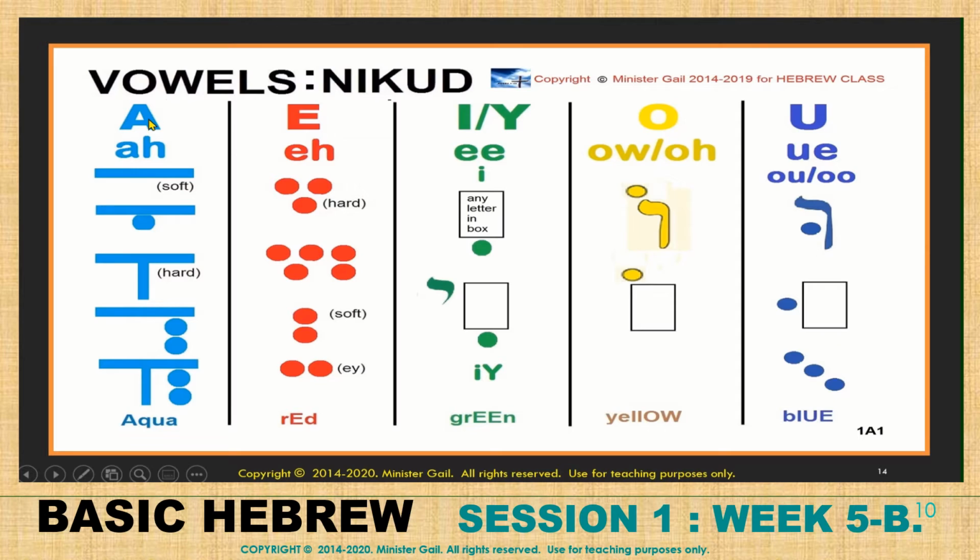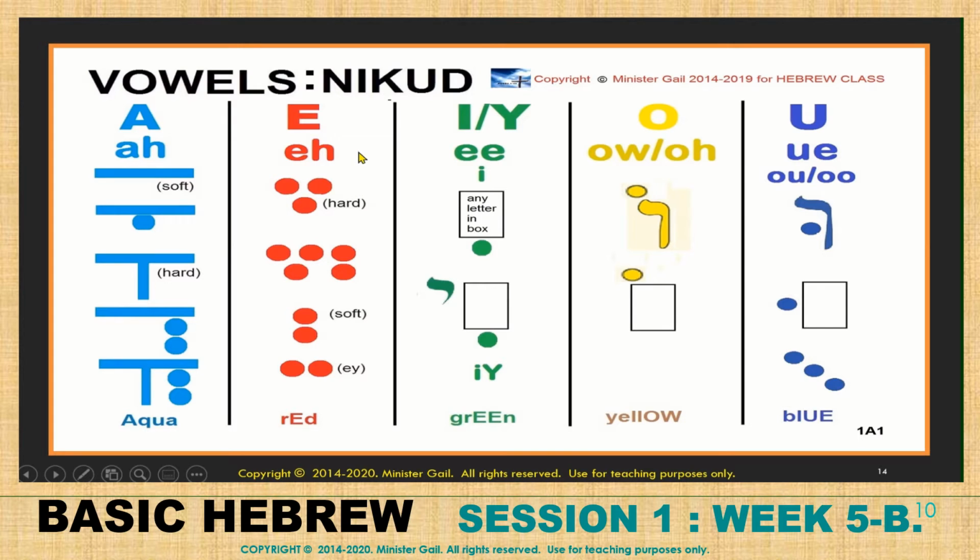Okay, so we have the ah. A is pronounced like ah, not a, but ah. So its soft sound is going to look like this shape. Hard sound is this shape. All these stand for the vowel A in a word. If you see any of these markings, the dots and dashes, these are all an A in the word. Line or the T, just look for the line. That will be an A or a T.